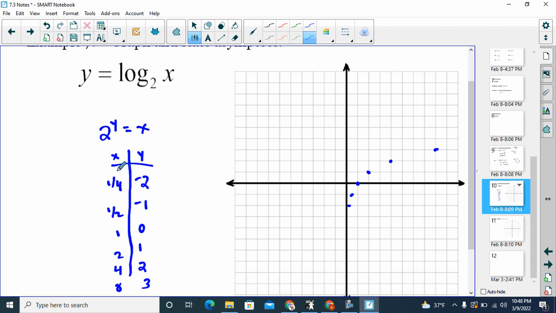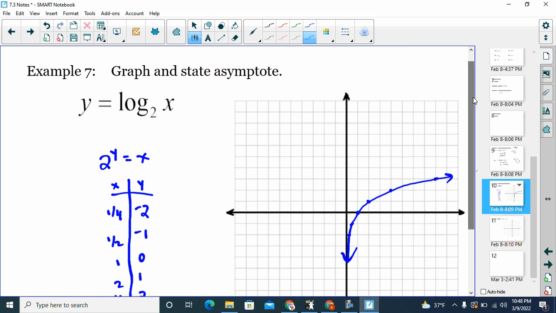Notice we're never going to get to x equals 0. We get infinitely close to x equals 0, but we don't cross it. My graph looks something like this. It does ask us to state the asymptote. Notice a logarithmic equation has a vertical asymptote. I've got that vertical asymptote right here at x equals 0.